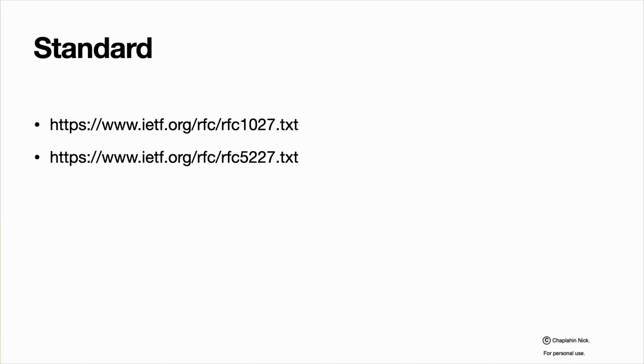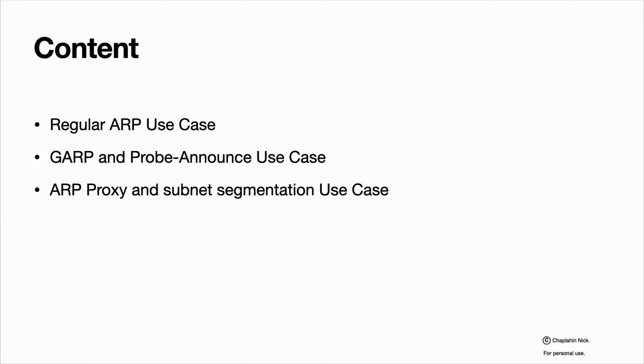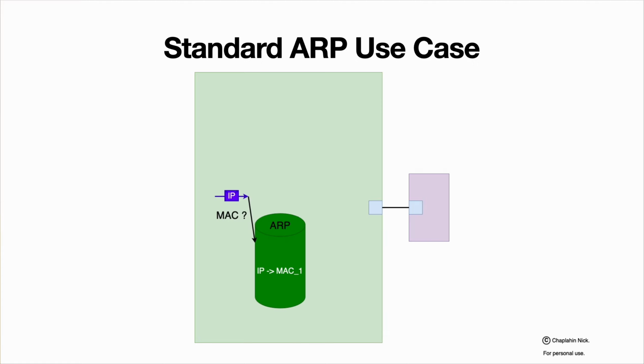They contain more use cases, and you can also search the network for more use cases that use GARP and ARP proxy. I'll tell you the basics about them. So, in today's video, I'll present the regular ARP use case, GARP, what it is and its probe use case, and ARP proxy, what it is and its use case of subnet segmentation.